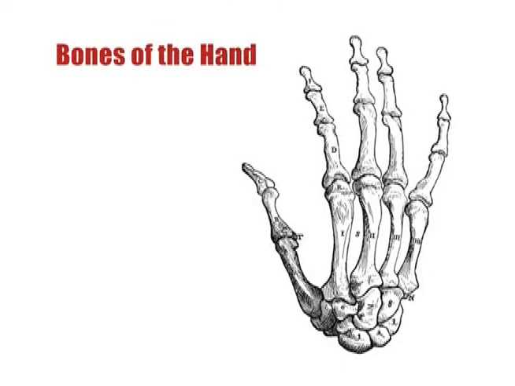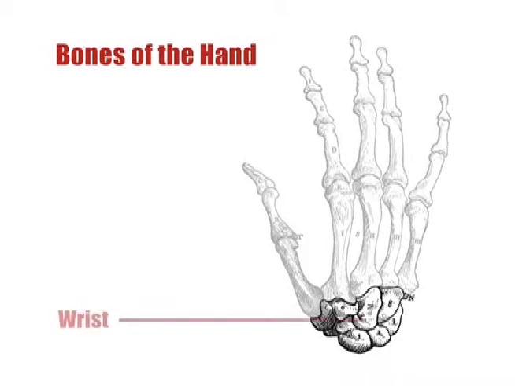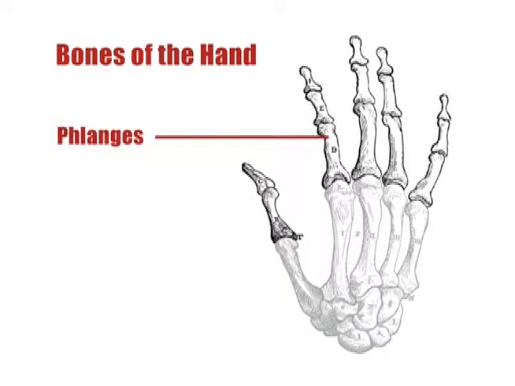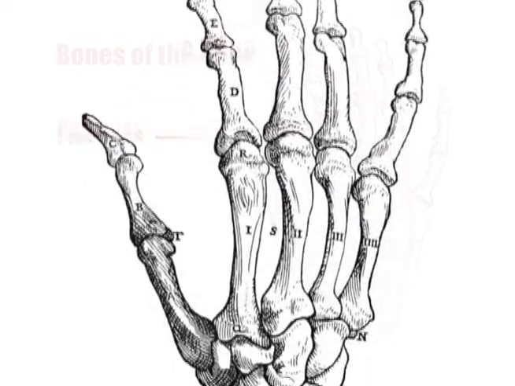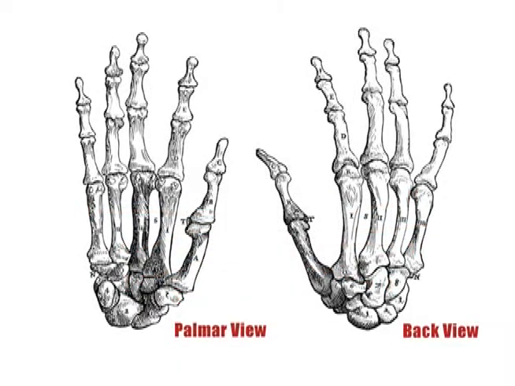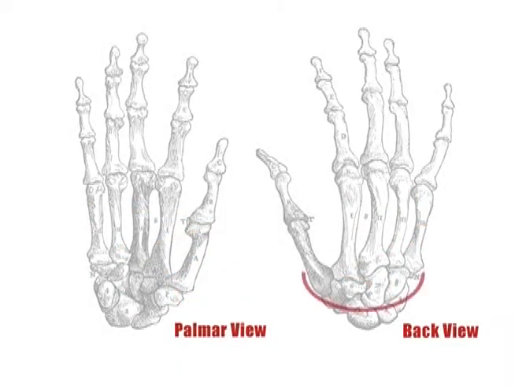The bones of the hand are divided into three segments: the carpal or wrist bones, the metacarpals, or the bones of the palm, and the phalanges, which are the bones of the fingers. Eight small bones make up the wrist. The overall shape of the wrist is convex on the back and concave on the palmar side.